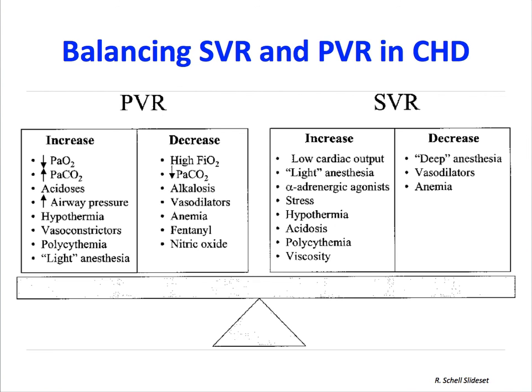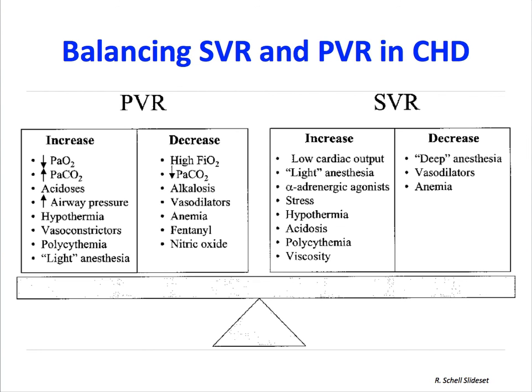Polycythemia makes it more viscous and raises resistance, and light anesthesia with high adrenergic output can raise PVR. So we can decrease pulmonary vascular resistance by providing more oxygen, hyperventilating the patient, making them alkalotic, giving them vasodilators, giving them fentanyl to block the adrenergic response to stimulation like laryngoscopy, and potentially avoiding nitric oxide, which can raise pulmonary vascular resistance. SVR, things that decrease SVR, deep volatile anesthetic depth.